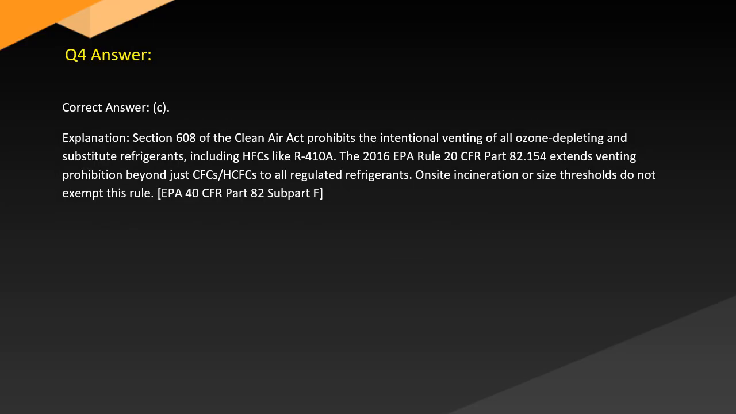Answer. Correct answer: C. Explanation. Section 608 of the Clean Air Act prohibits the intentional venting of all ozone-depleting and substitute refrigerants, including HFCs like R-410A. The 2016 EPA Rule, 40 CFR Part 82.154, extends the venting prohibition beyond CFCs to all regulated refrigerants. On-site incineration or size thresholds do not exempt this rule. EPA 40 CFR Part 82 Subpart F.